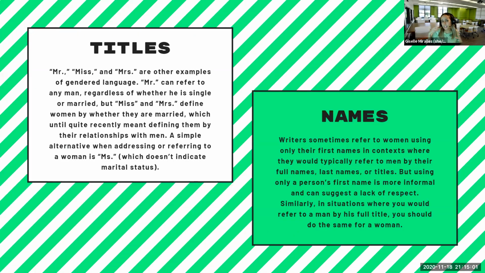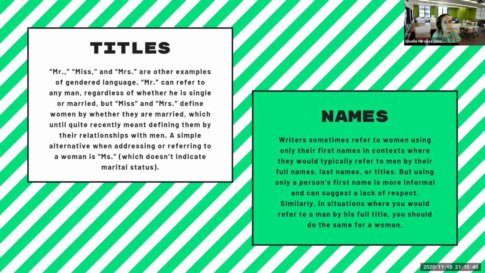All right, so we're going to continue talking about different versions of gendered language and how they present themselves in other areas of our speech and writing. One place where gendered language presents itself is titles. So often, Mr., Miss, and Mrs. are examples of gendered language. Mr. can refer to any man, regardless of whether he is single or married, but Miss and Mrs. define women by whether they are married, which until quite recently meant defining them by their relationships with men. So even with the use of Miss and Mrs., it's still connected to men.